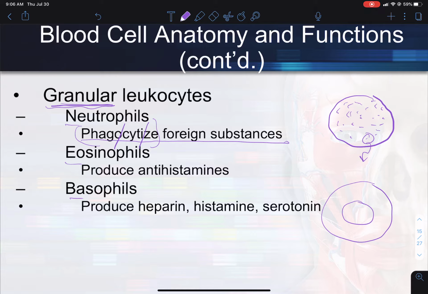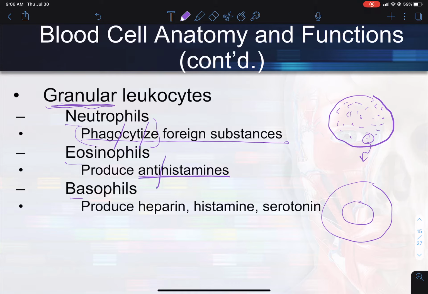We're constantly exposed to pathogens in the environment, so it's important that we have some sort of immediate mechanism to get rid of pathogens as soon as possible. Eosinophils and basophils are the ones I think are the easiest to remember as granulocytes because of how they function. Eosinophils are going to release their granules, and those granules are going to be antihistamines.